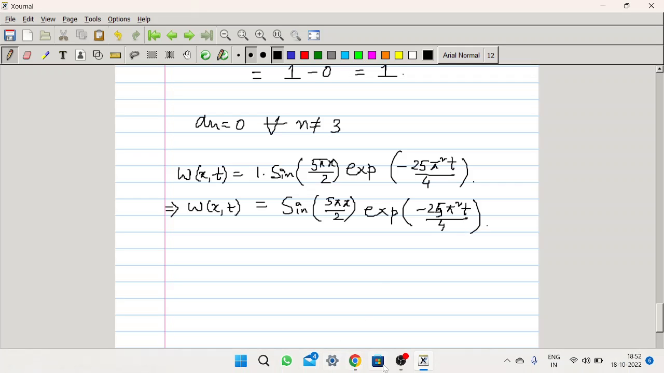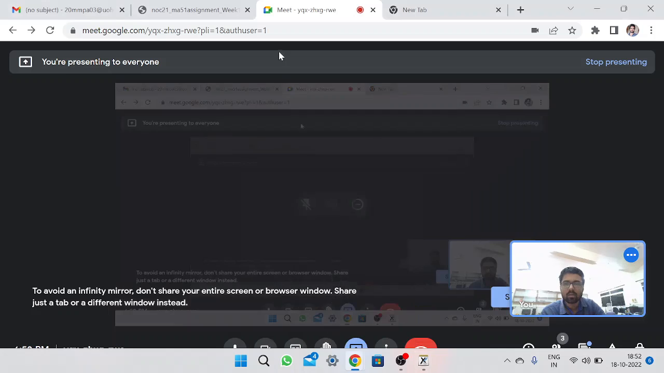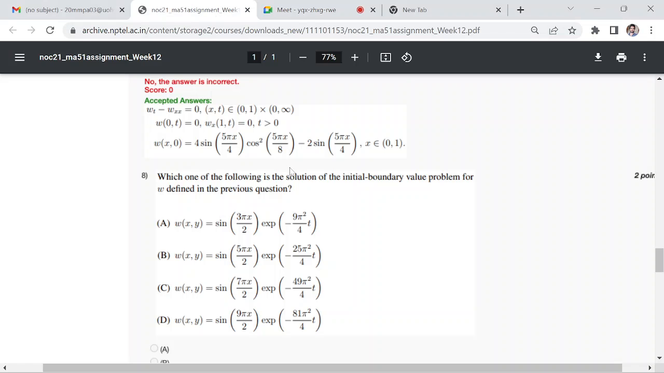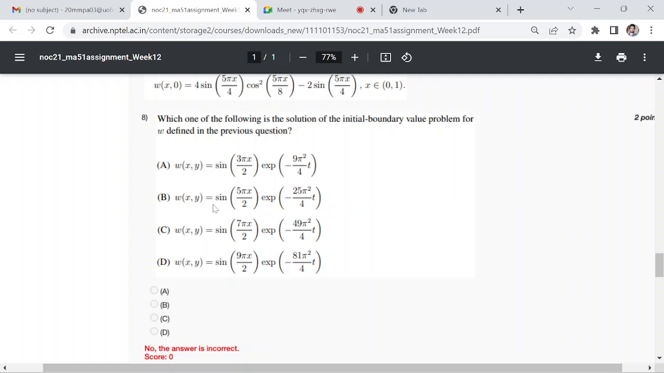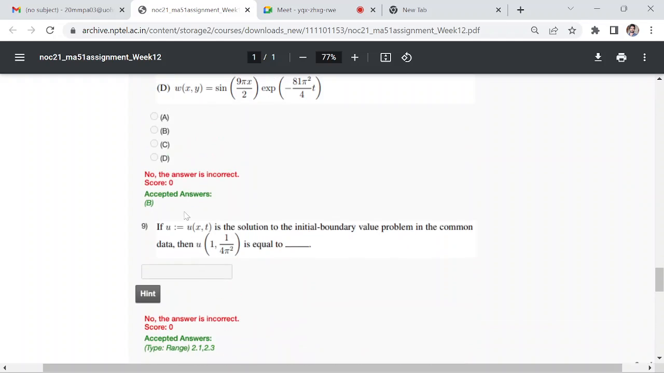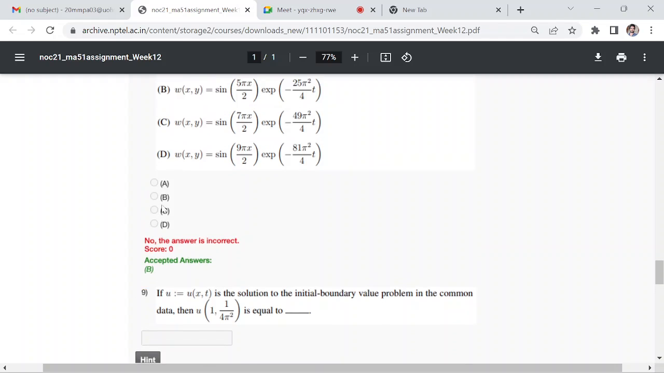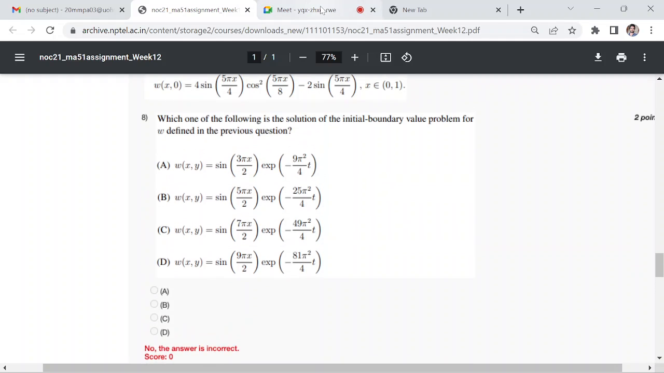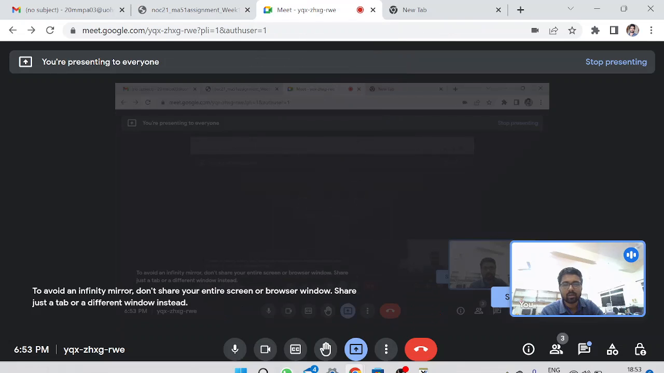So let me show you the question. So w of x comma t is what? Sine 5 pi x by 2 into exponential minus 25 pi square t by 4, this is option B that I got. The accepted answer is B also. So my answer is B.